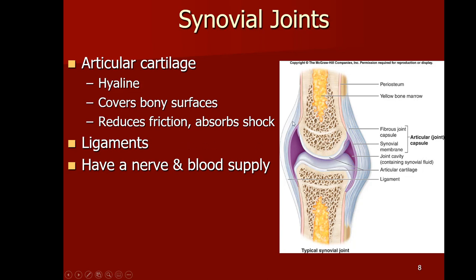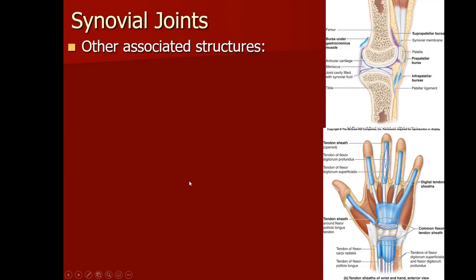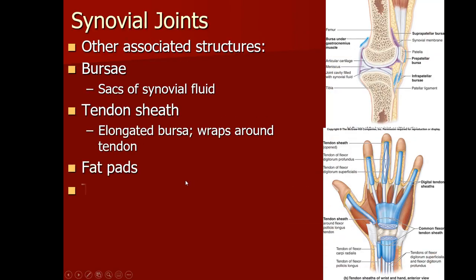We have ligaments. Ligaments, by definition, are dense, regular connective tissue that connect bone to bone. So this could be a ligament right here, connecting bone to bone. And there's also a blood and nerve supply. And in addition, we have some other stuff. We have tendons, which, as you're well aware, I believe, connect muscle to bone. You're seeing one right here. So muscle to bone is tendons. And again, that's dense, regular connective tissue.